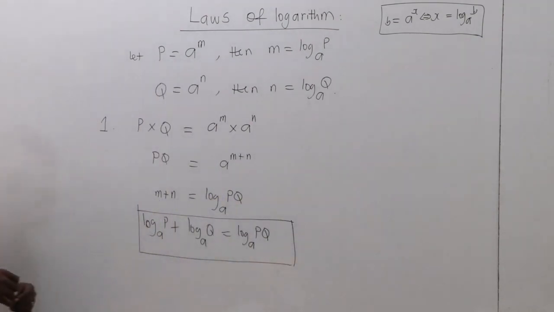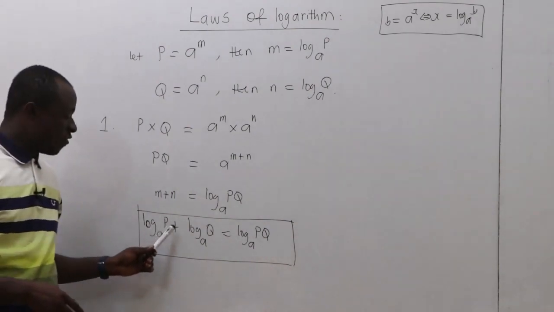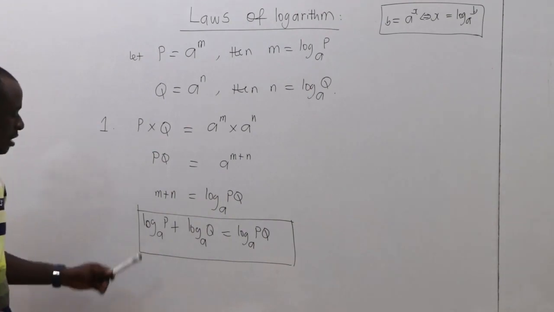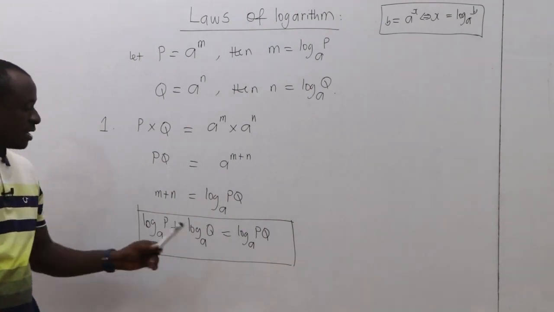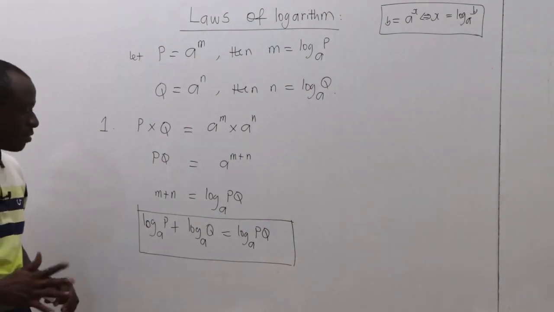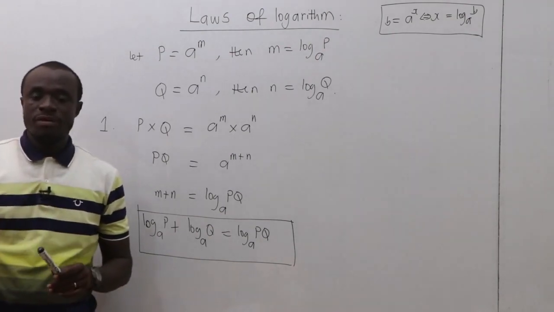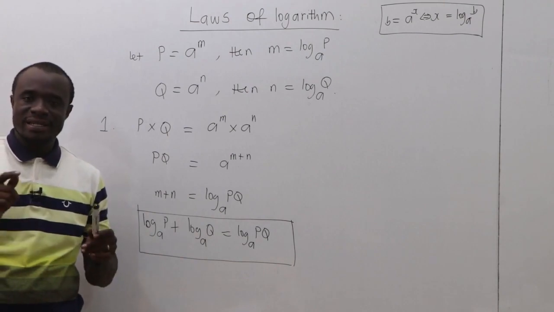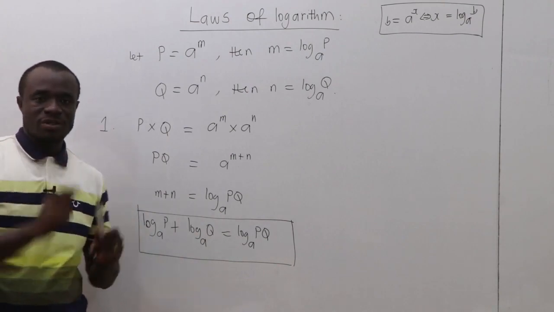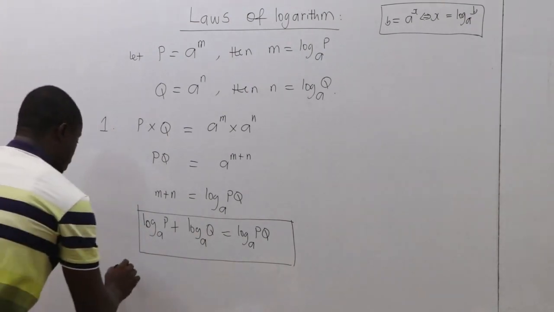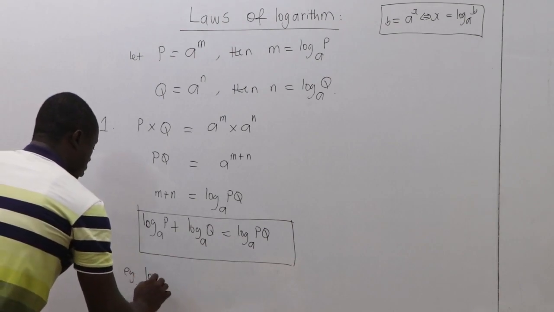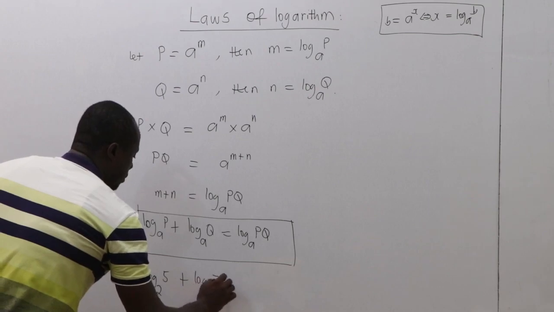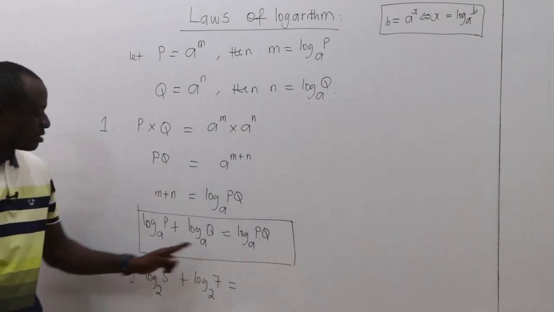Very easy, very trivial. So if you have log a of p plus log a of q, this is equal to log a of p times q. It is telling us when the bases are the same and we are adding, then we can multiply. Then let's consider some example here. If you have log 2 of 5 plus log 2 of 7. So here let's say the bases are the same.